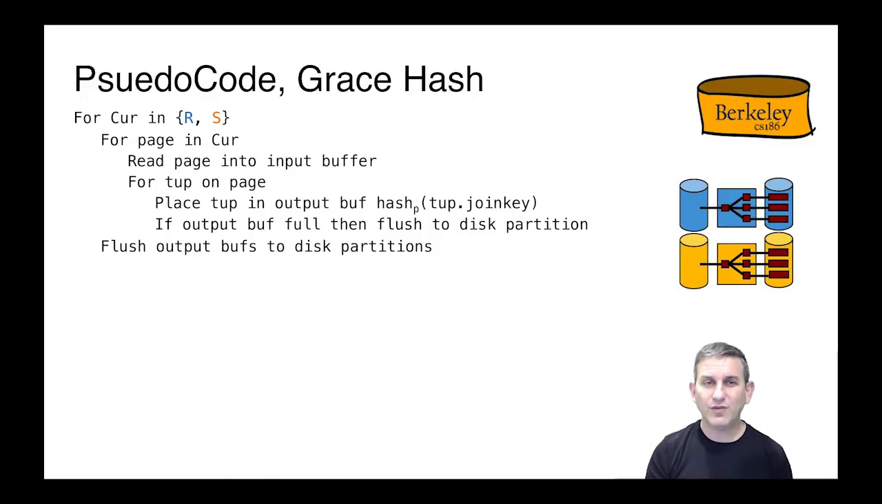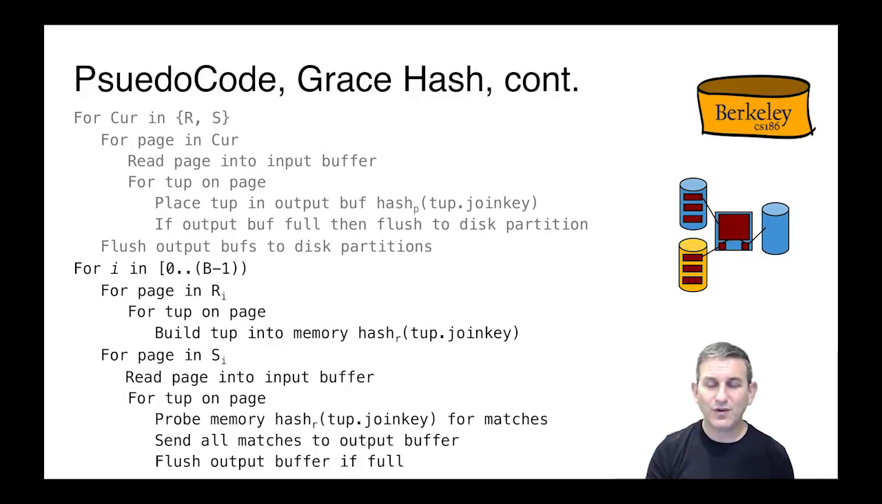So here's the pseudocode for Grace hash. And let's see if you can read through this with me. We'll also go through an example with an animation shortly. So for each of the relations R and S, the current relation will be called cur. For each page in cur, we're going to read that page into an input buffer. And for each tuple on that page, we'll place that tuple in an output buffer hash sub p of the join key. If the output buffer is full, we flush it to the disk partition, and at the end of that, we flush all the remaining output buffers. So that's just the partitioning phase of hashing for R and for S.